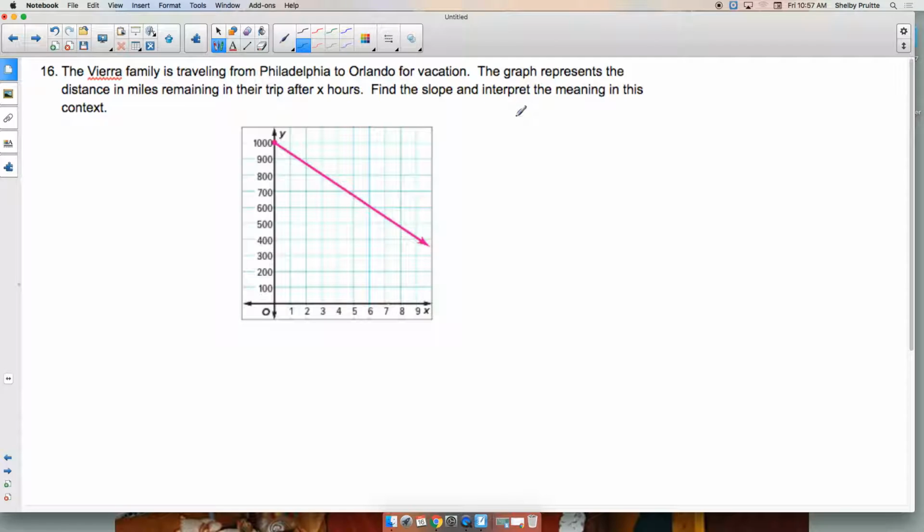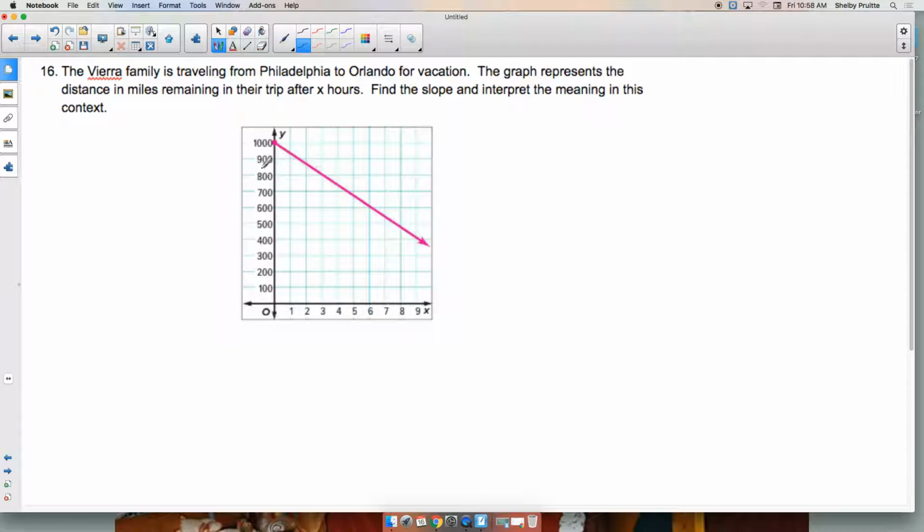Here's a problem that's similar to number 16 from your test. It says the Vieira family is traveling from Philadelphia to Orlando for vacation. The graph represents the distance in miles remaining in their trip for X hours. Find the slope and interpret the meaning in this context.